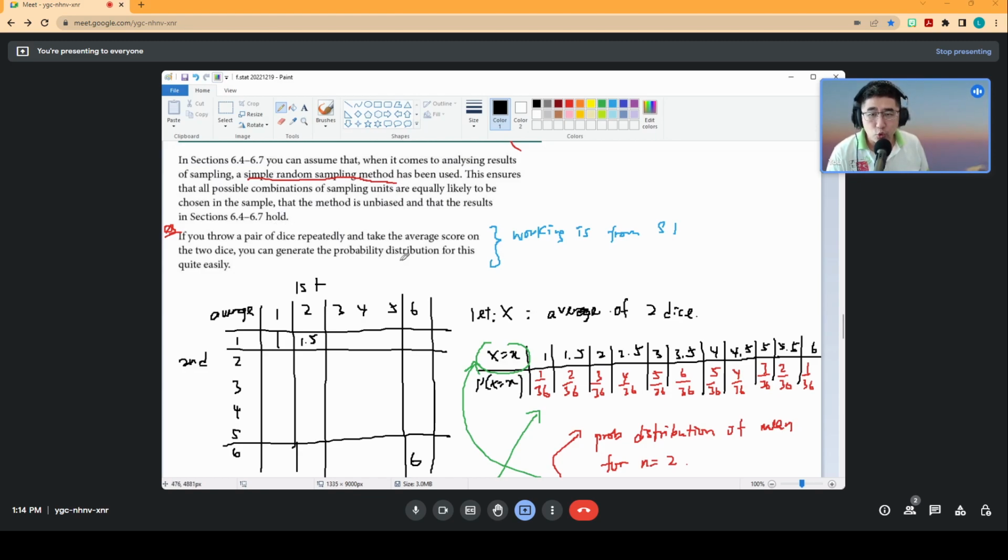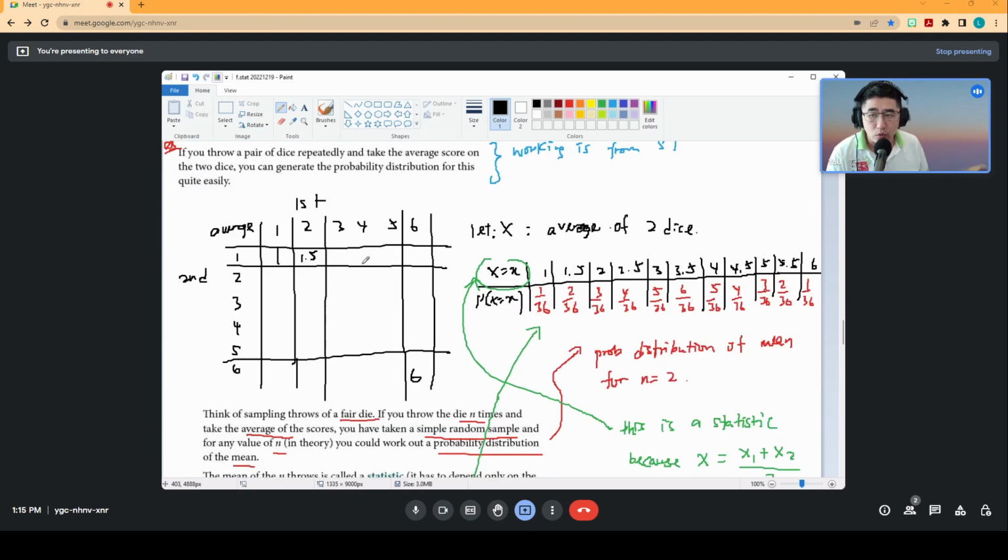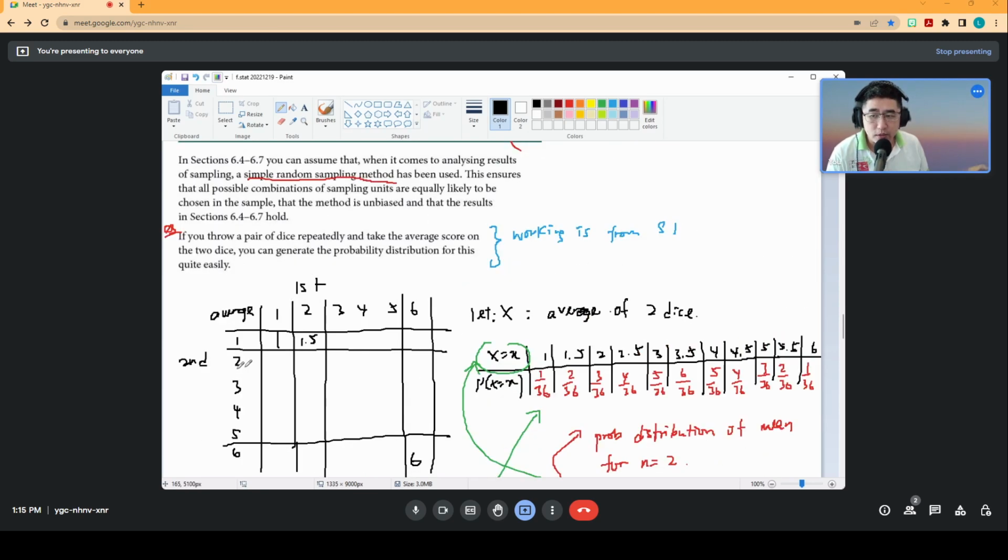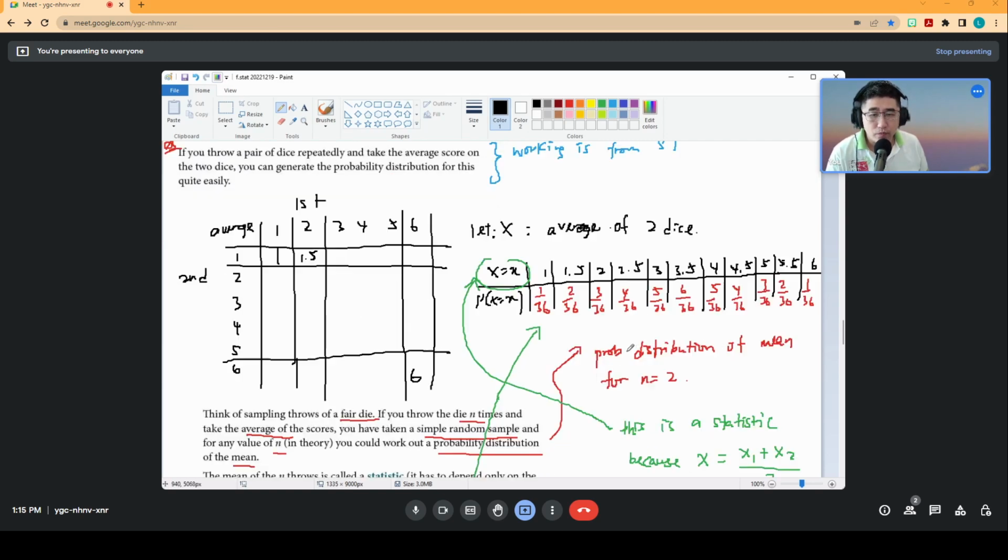Back to S1. Let's see this example. If you throw a pair of dice repeatedly and take the average score on the two dice, you can generate a probability distribution of this quite easily. So we can actually get the first die, the second die, 1, 2, 3, 4, 5, 6, 1, 2, 3, 4, 5, 6. You have an average of 1, 1.5, and so on. And you actually get an average of the two dice, with its probability. These are the probability distributions of the mean for n equals 2 because of two dice.